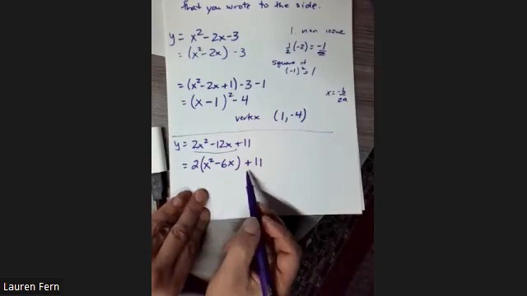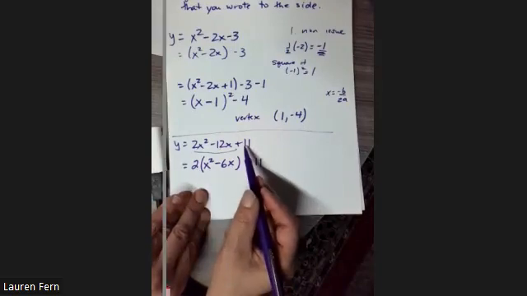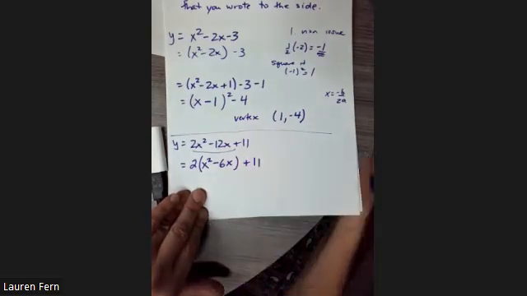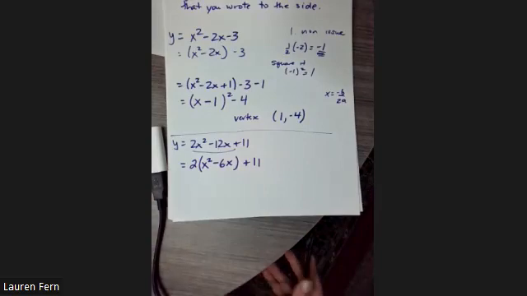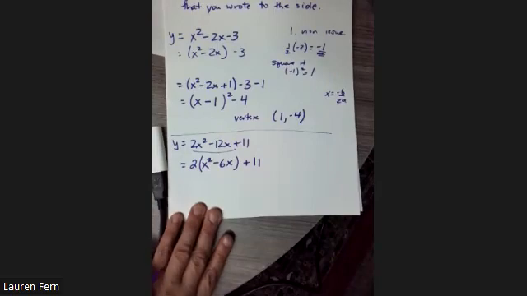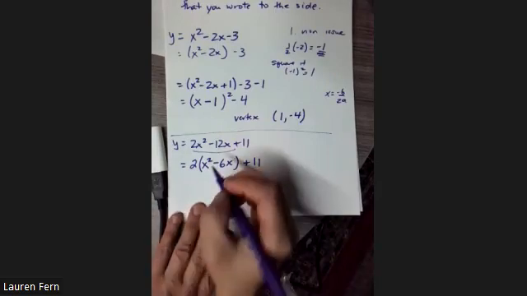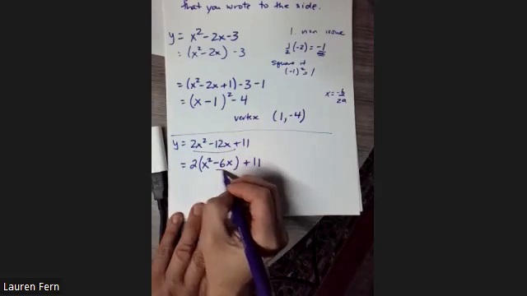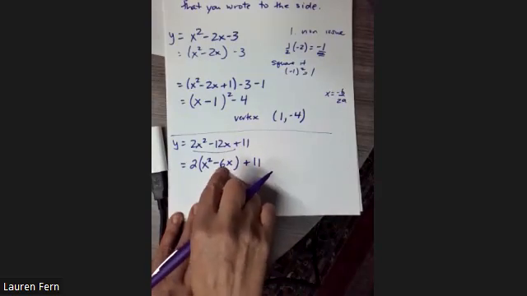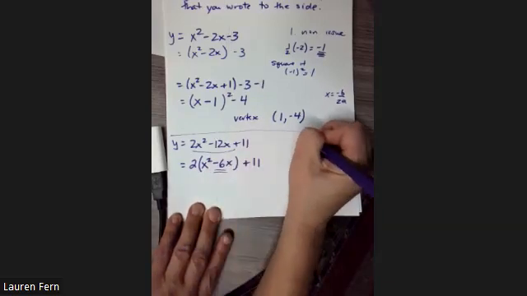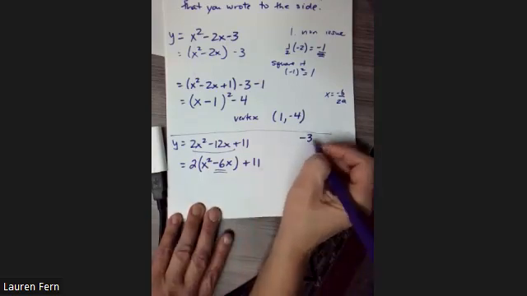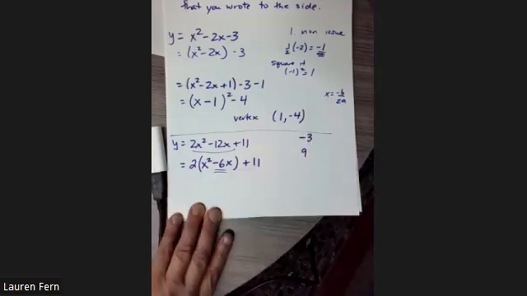You can distribute here, and you will see that you get exactly what we started with. We're not changing the value of the function. We're just rewriting it in a different form. All right. Step 2, take half the middle term. Okay, notice this is literally in the middle. Okay, if I take half of -6, I get -3. If I square -3, I get 9.